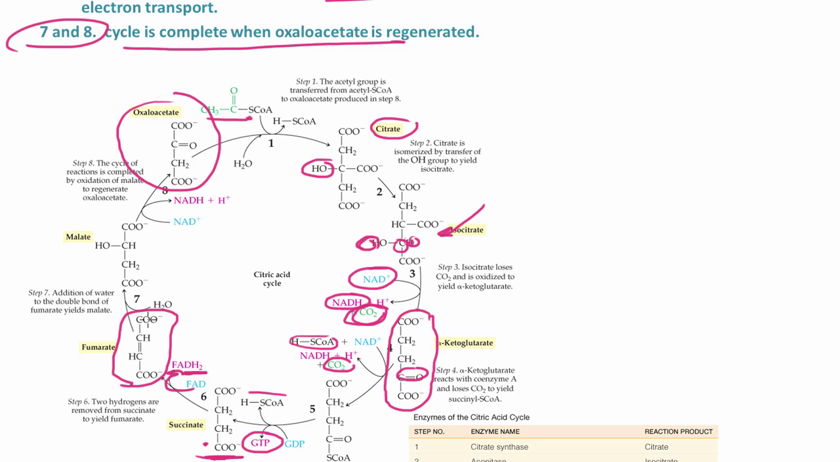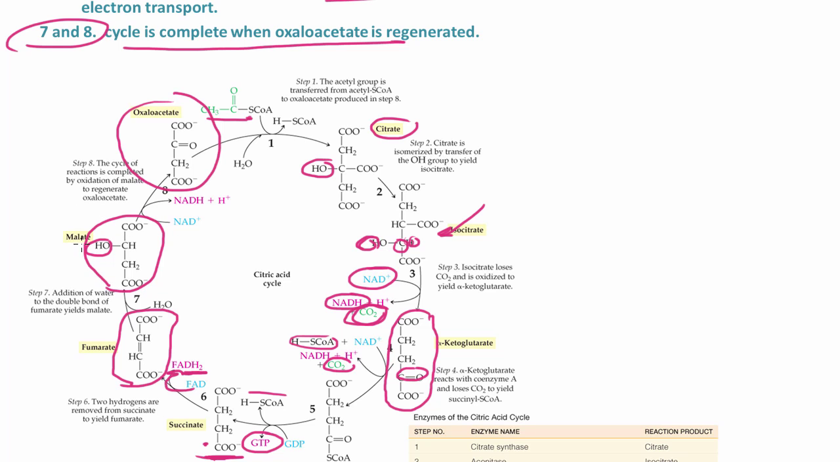And then finally in step 7, water is added to the double bond of fumarate. Remember, we've seen that before, water being added to an alkene, and what do we end up with? An alcohol. Okay, so water is added to the double bond of the fumarate, and what we end up with here is malate. Okay, and we see that now here we have a carbon-carbon single bond, and the OH group. Remember, hydrogen will add to one of the double bonded carbons and the OH to the other.